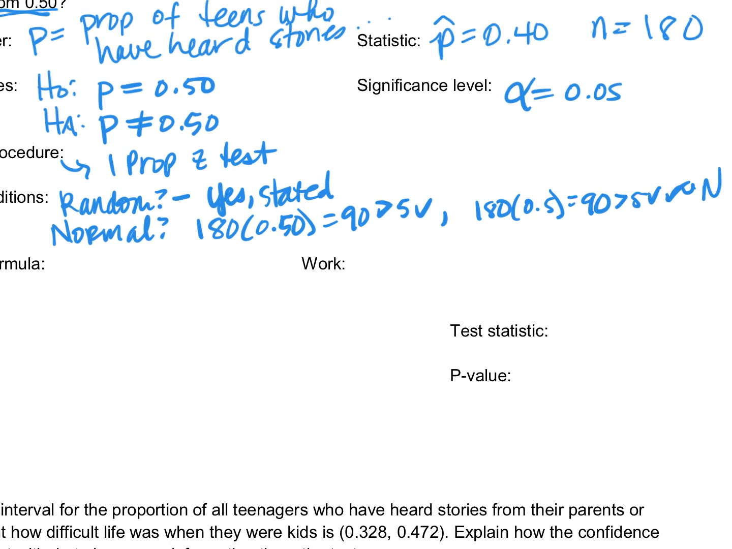All right, so let's do the work here. Let's find that z-score. Our sample value is 0.4 minus the null value. Let's see what that comes out to be. All right, so I get a test statistic of 2.68. That's what goes here.